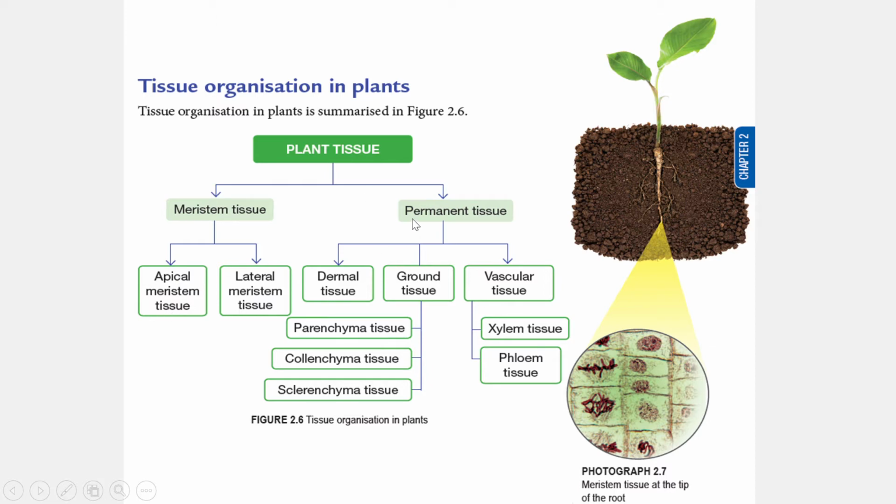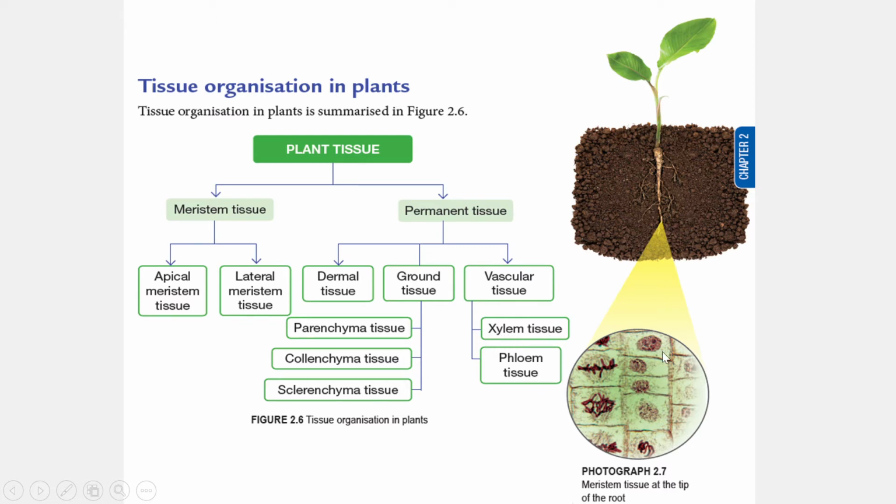Okay, for permanent tissue, we have epidermal tissue just now, right? Meant for protection and also covering. Kalau ground tissue, we have parenchymal tissue, collenchymal tissue, and sclerenchymal tissue. Okay, generally is for support and also storage. Okay, for vascular tissue, like I've mentioned just now, xylem dan phloem.